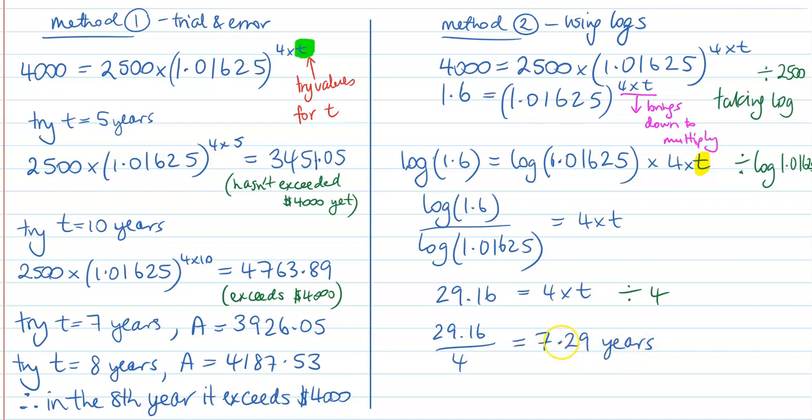So you can see that's a more exact answer than the trial and error. And if you think about it, that means 7 years has passed and I'm 0.29 into the next year. So I've got to be careful when I write my response there because it's already 7 years after, I'm into the 8th year. So again, you would say something like, in the 8th year, it exceeds $4,000.